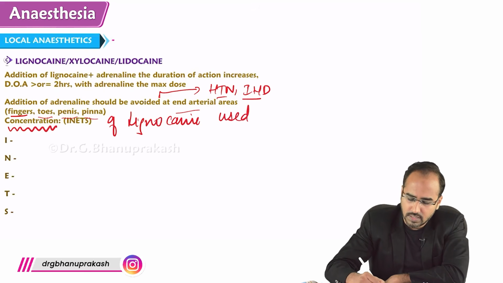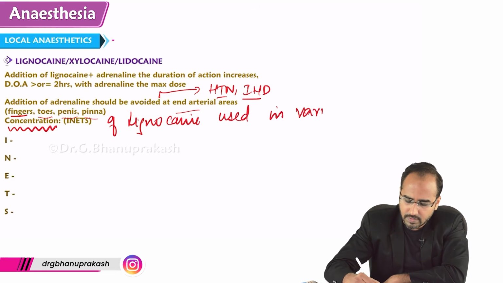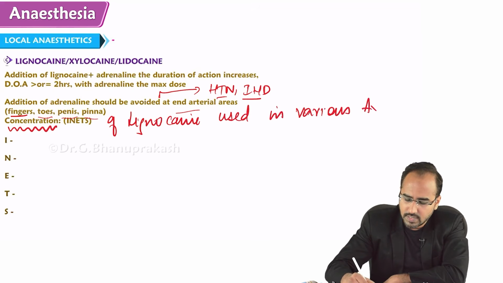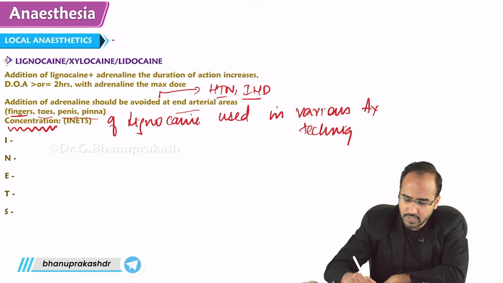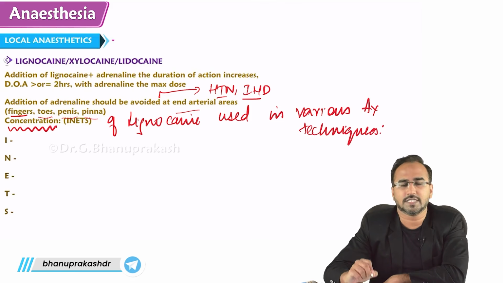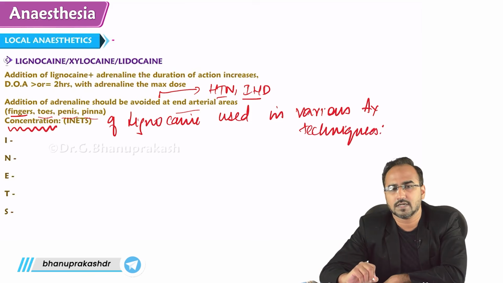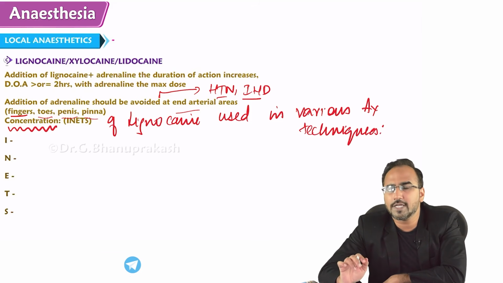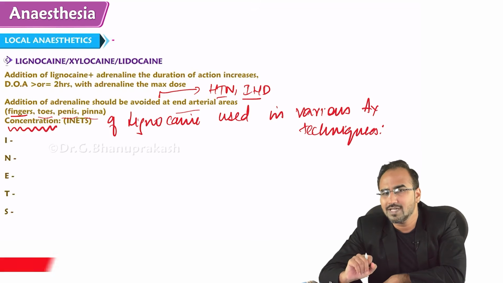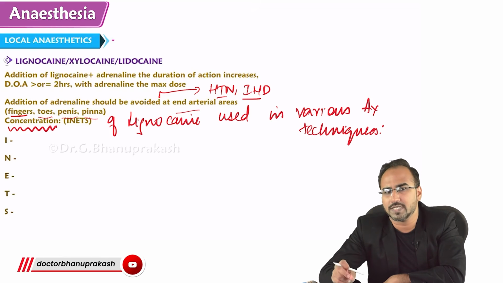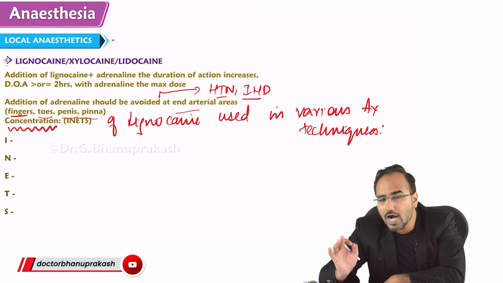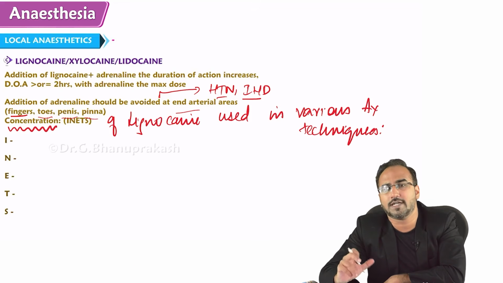Concentration of Lignocaine used in various anesthesia techniques. For that there is a mnemonic. Guys, when you go into the hospital, you will see a Lignocaine vial, no? Just look at the vial, there will be 2% written, 4% written. What does 2% or 4% mean? Basically, concentration means how much amount of Lignocaine is added to water to make it a solution.